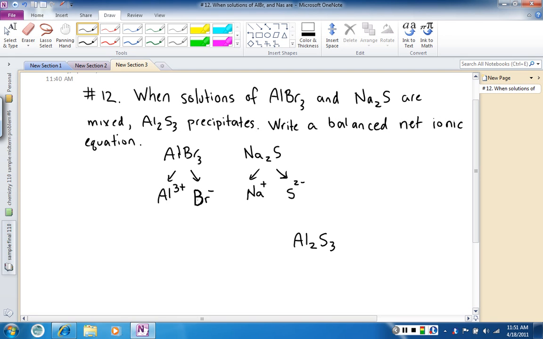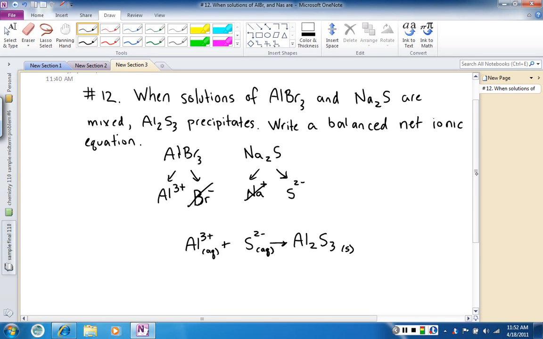Okay, so it should be pretty obvious which ions are going to form Al2S3. The Br is not going to participate in the reaction. It's a spectator ion. Either is the Na. So what we have is Al3+ plus S2-. Remember, this is a solid. Whenever it says precipitate, that should tell you it's a solid. And of course our ions are always aqueous.